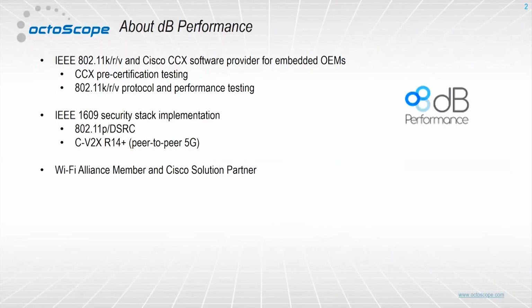A little bit about DB performance. We do software implementations of 802.11r, also K and V. We have been doing CCX, which was a predecessor to 802.11k, r, and v. We've been doing that for years. And we also do a lot of Wi-Fi security software now, into the more automotive peer-to-peer type space.